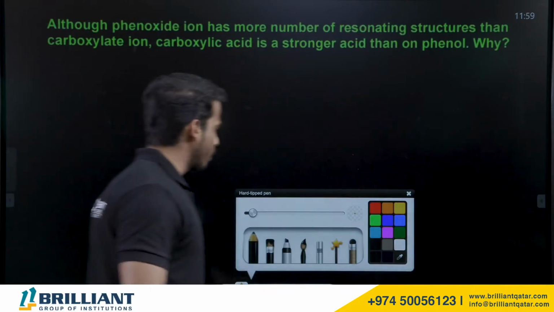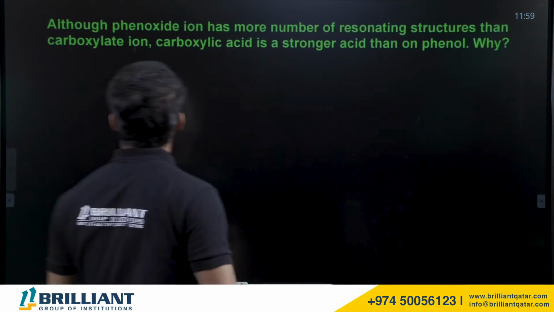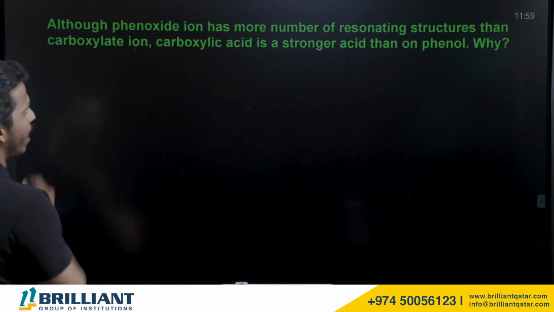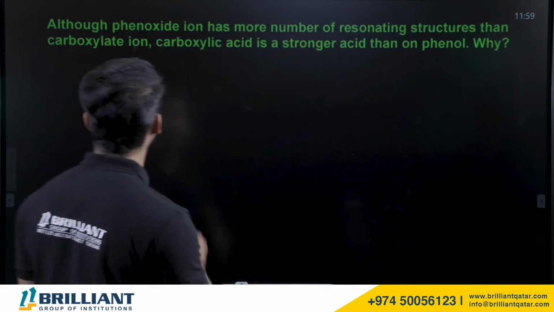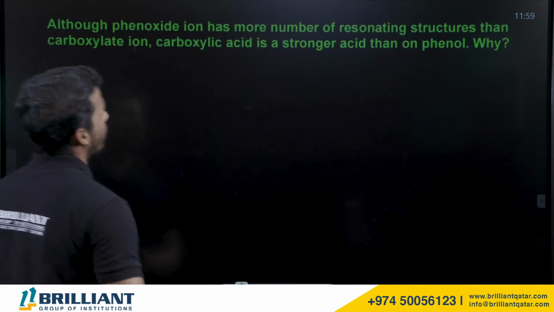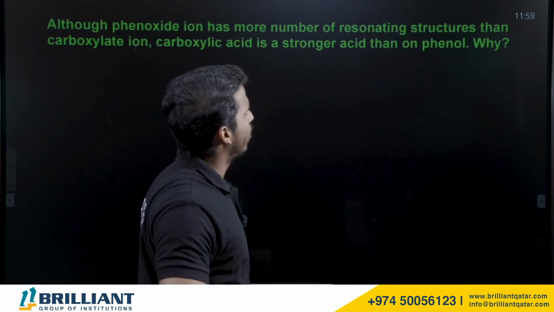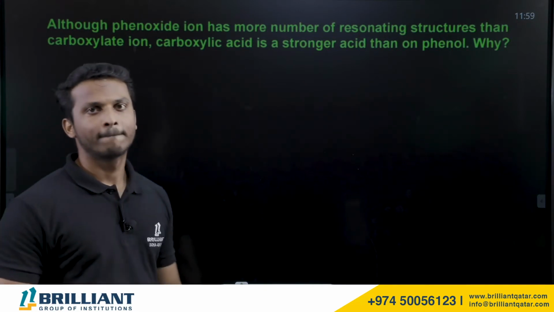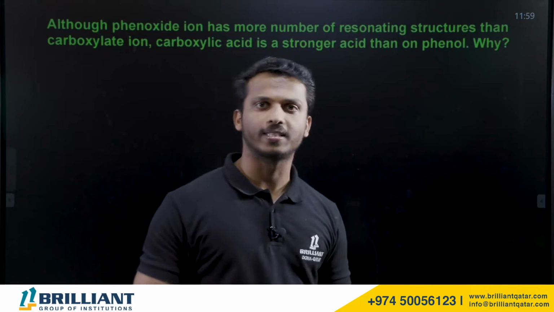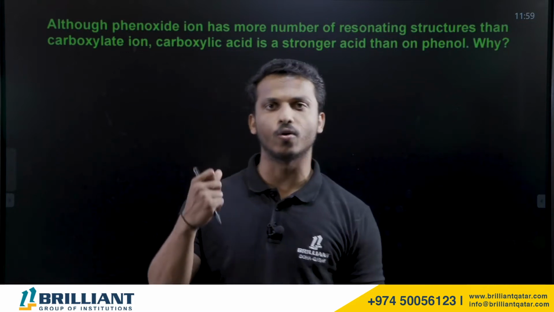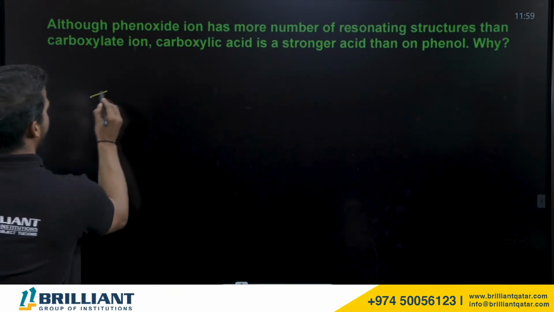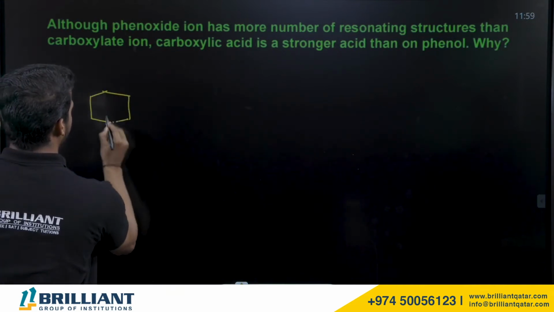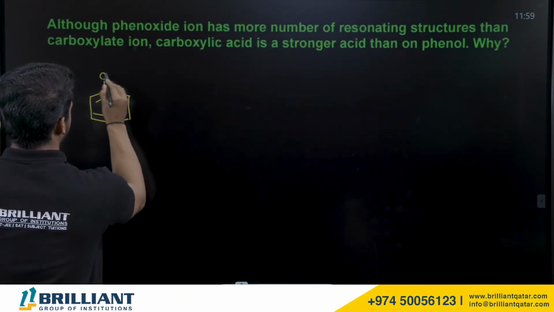This is a very important reasoning question for the exam. Although the phenoxide ion has more resonating structures than the carboxylate ion, carboxylic acid is a stronger acid than phenol. Why? You studied phenol and its acidity in the chapter Alcohol, Phenol and Ether in the term 1 examination. We studied in the alcohol chapter that phenol is acidic in nature. Why? You know, this is called phenol.